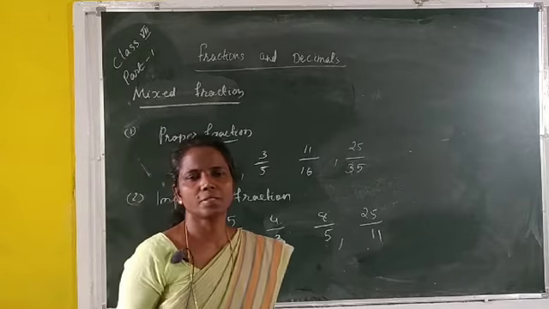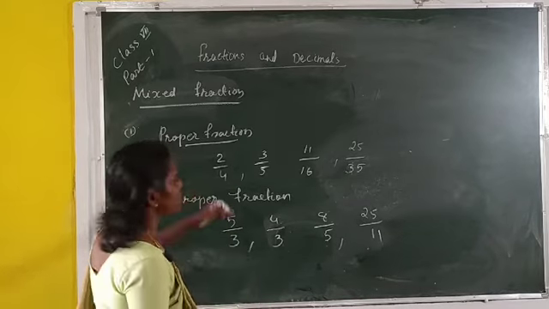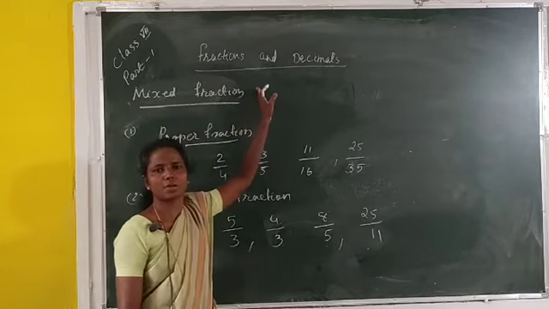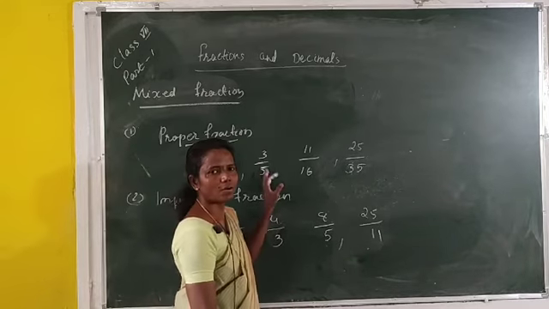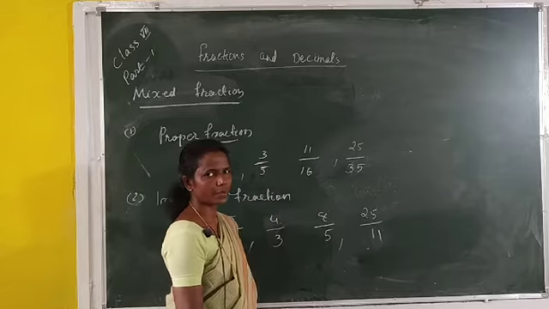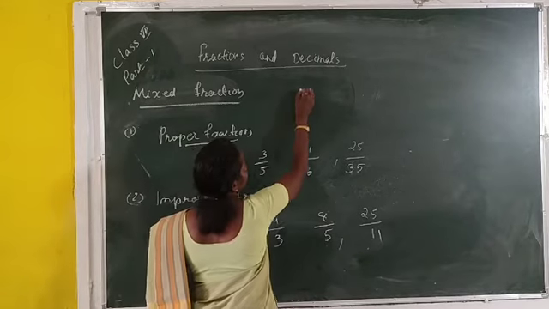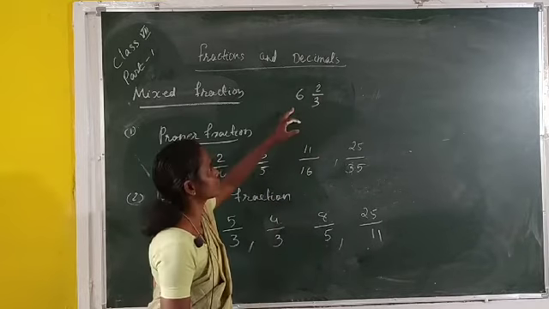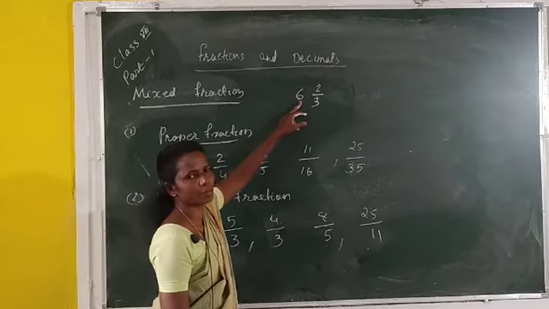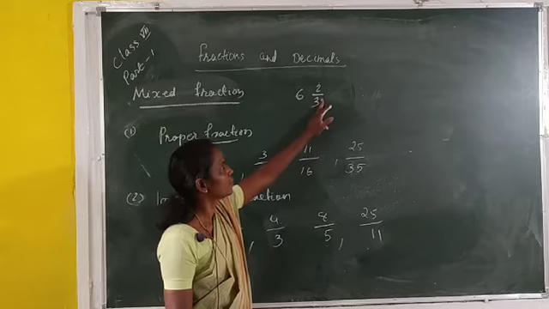What is a mixed fraction? A mixed fraction means a combination of a whole number and a proper fraction. For example, 6 2/3. Which is the whole number? 6 is the whole number. 2/3 is the proper fraction.